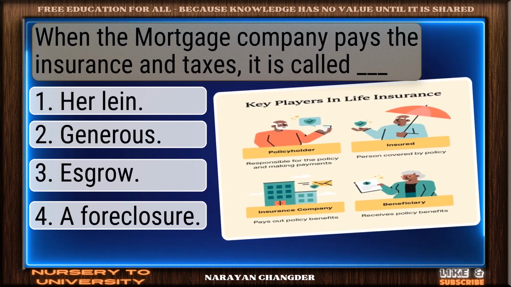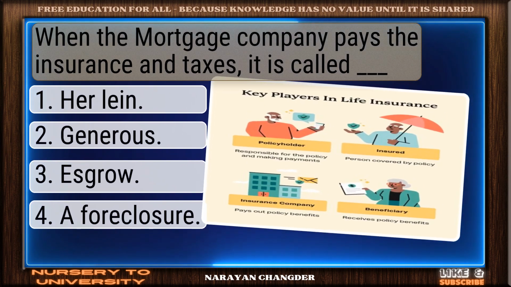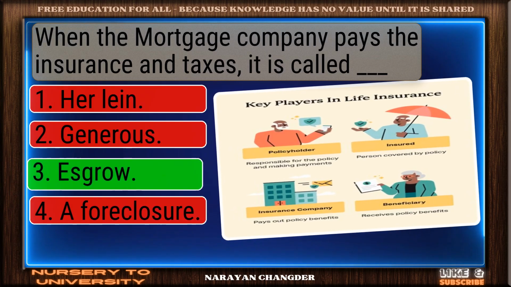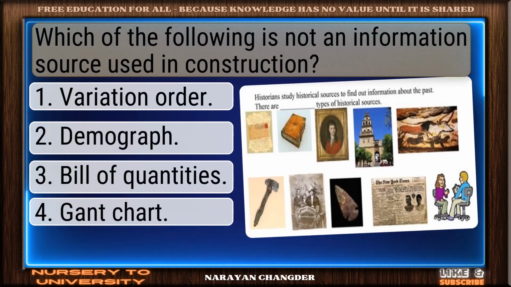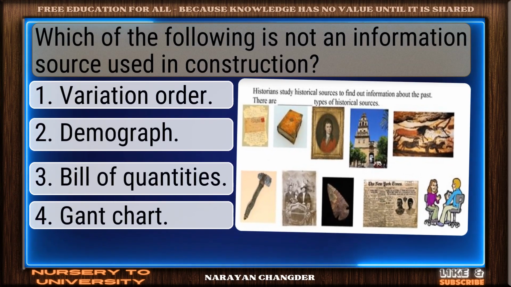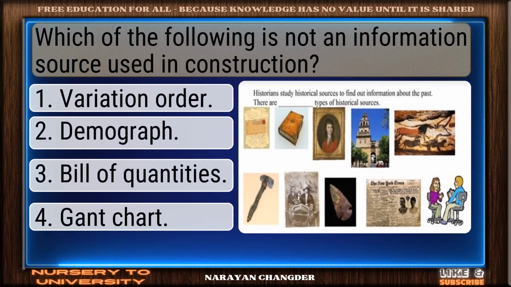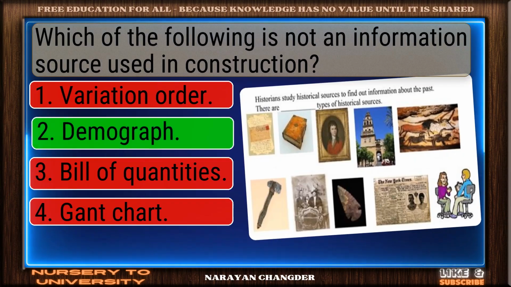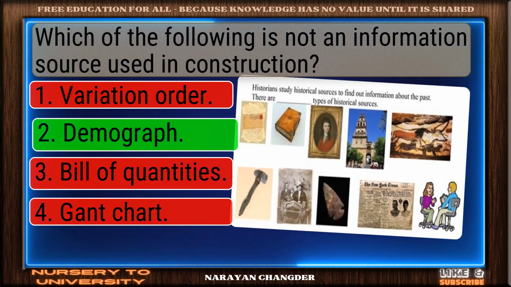When the mortgage company pays the insurance and taxes, it is called dash. Smart pick. Escrow is the correct choice. Which of the following is not an information source used in construction? Valid point. Demograph is true.